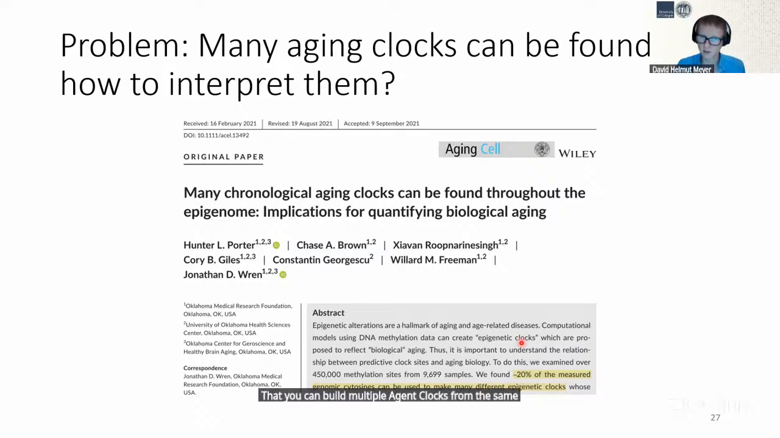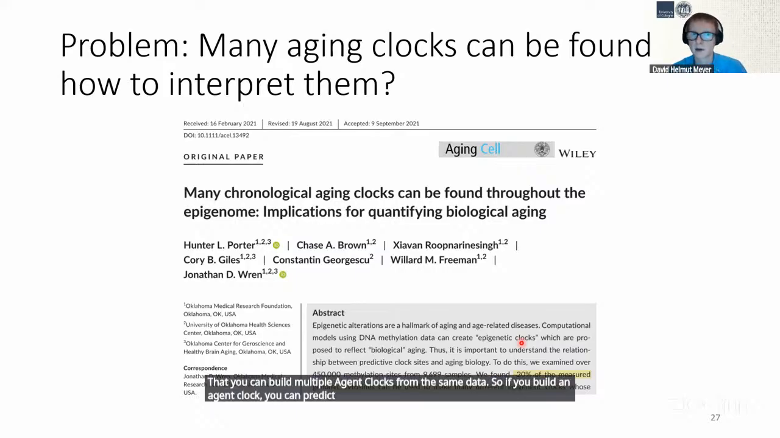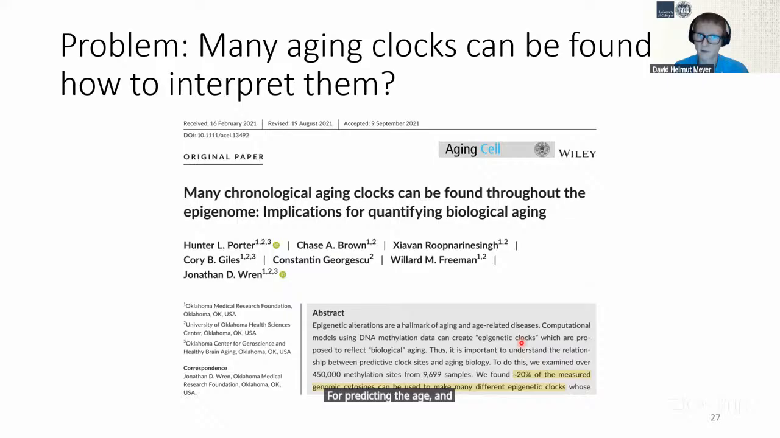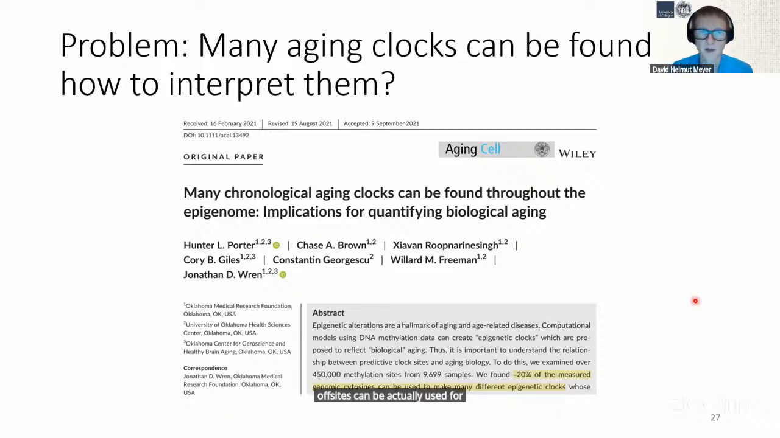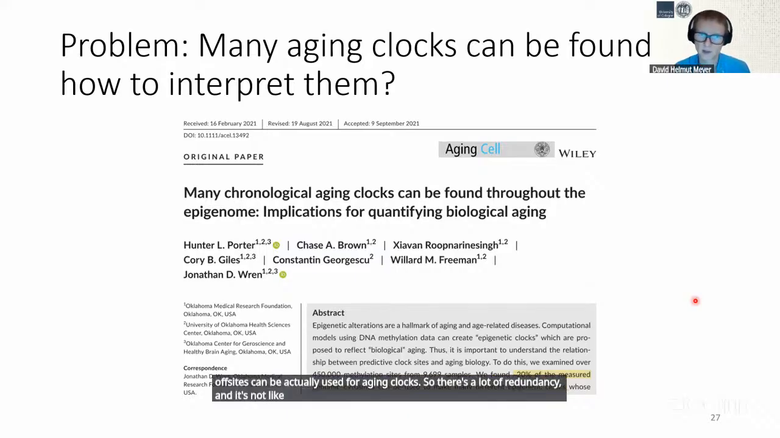So if you build an aging clock, you can predict age. And now you take out those CpG sites that are important for predicting the age, and you just do it again. So you just retrain your aging clock. Then you find a clock that is almost exactly as accurate as the previous one. They found up to 20% of sites can be actually used for aging clocks. So there's a lot of redundancy. And it's not like this specific CpG site, this specific gene is really driving aging. They are more downstream readouts.